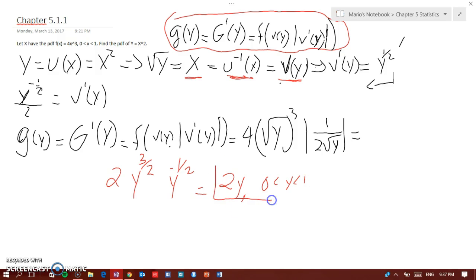And this would be for y. Now guys, this is not too difficult, but you have to really think about how to get your y, how to get u inverse, how to get v prime and all that.